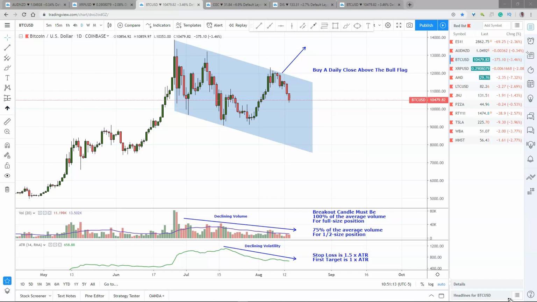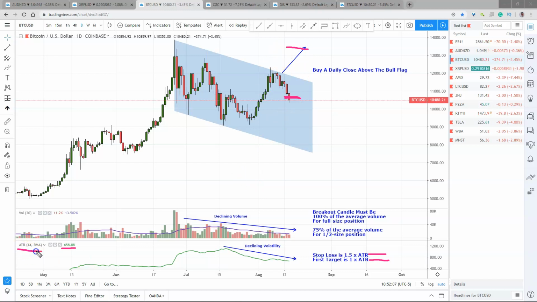And if it does what it's supposed to do, it doesn't matter, because you have created a higher probability setup by looking for volume confirmation of the breakout. If you don't have that volume confirmation, then it is not a higher probability setup. Your stop loss will be 1.5 times the ATR, and your target will be 1 times the ATR. So when you get a breakout candle, look right here for the ATR, multiply that by 1.5, and your stop loss will be that far below your entry. Your target will be 1 ATR above the entry.